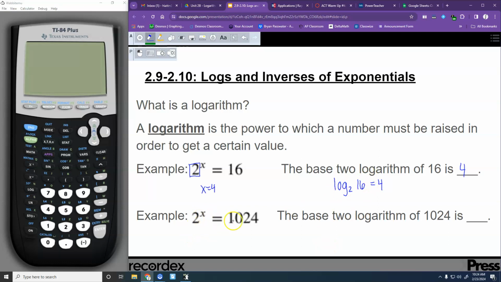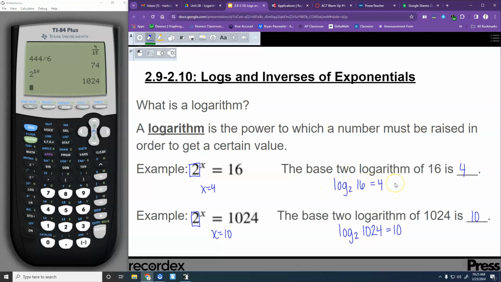2 to what power should be 1024? Okay, 10, is he right? My brain calculations are not going to go up that high, but he's right. All right, so that means the base 2, right, because again, the base of our exponent is 2. The logarithm of 1024 is 10. So log base 2 of 1024 is 10.